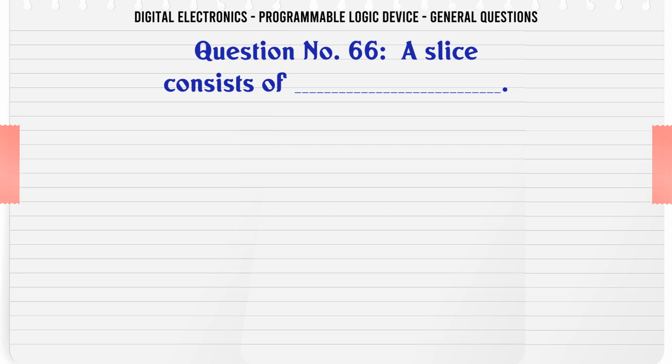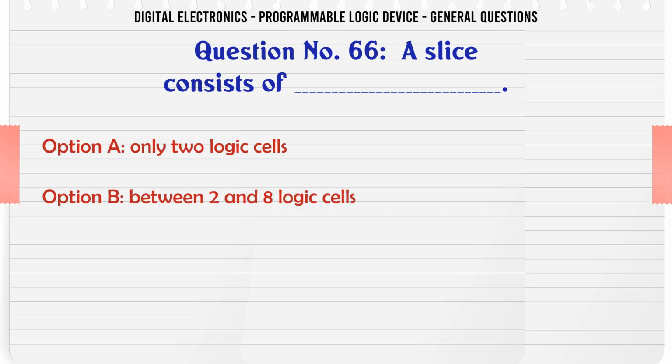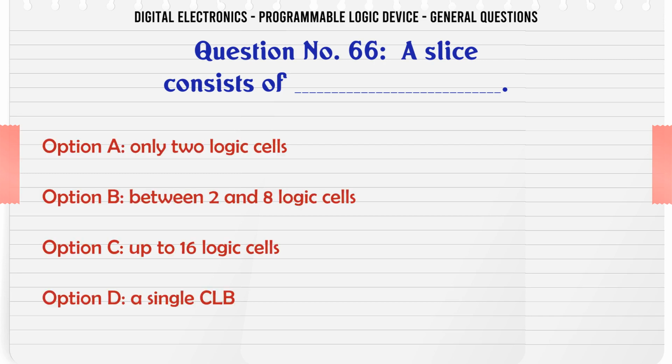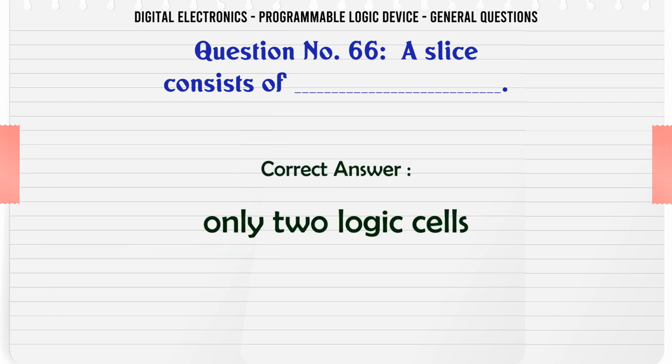A slice consists of A. Only 2 logic cells. B. Between 2 and 8 logic cells. C. Up to 16 logic cells. D. A single CLB. The correct answer is only 2 logic cells.